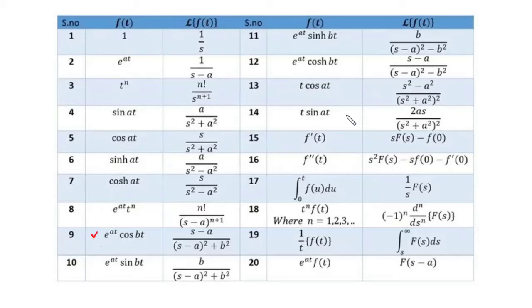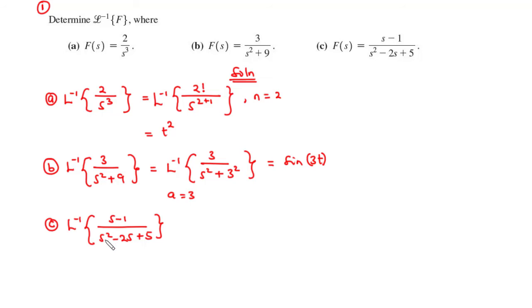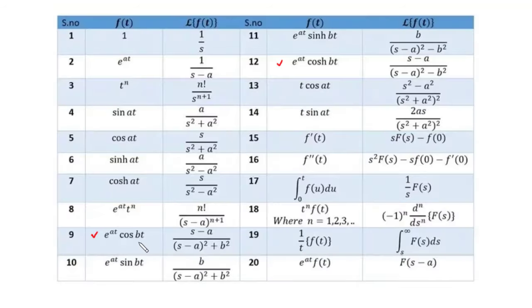Now the moment we have an s minus a on top, then that should be equal to what we have here, and then we are going to square it. For this we have an s minus 1 at the numerator. It means that we should have s minus 1 all square plus something else. So we can have s minus 1 all square plus b square. So let's consider number 9, which is e to the power at cos bt. If it's not that, then probably it is for this, that is e to the power at sin bt.